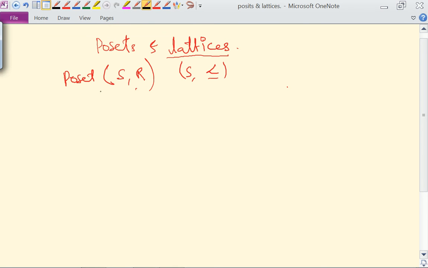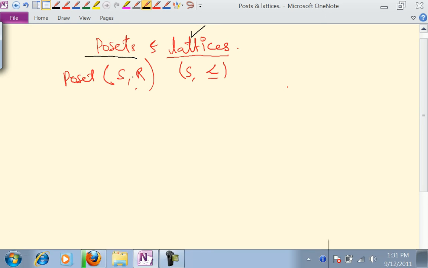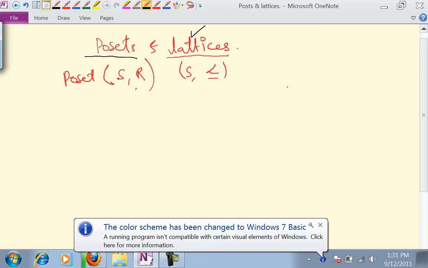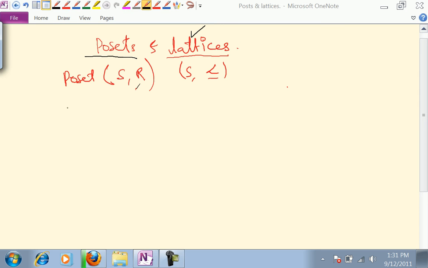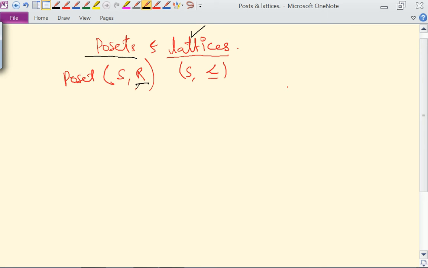Okay, Bismillah Rahman Rahim. We already discussed posets, and today we're going to discuss lattices. A poset is a combination of a set S and a relation R on that set, which is a partially ordered relation, wherein R is reflexive, antisymmetric, and transitive. We know that.